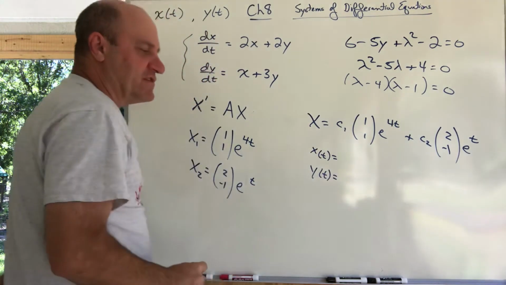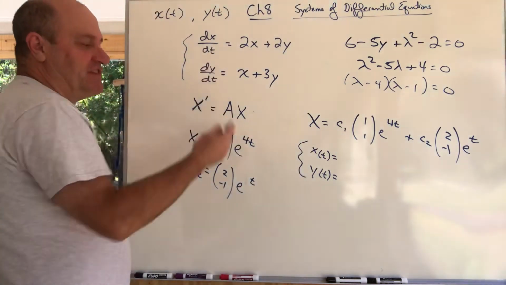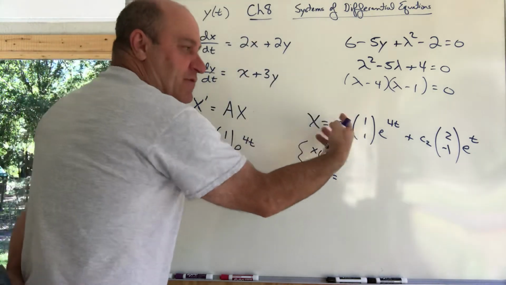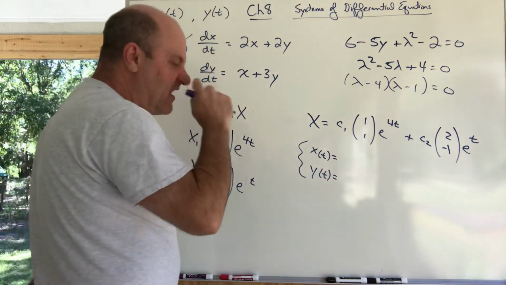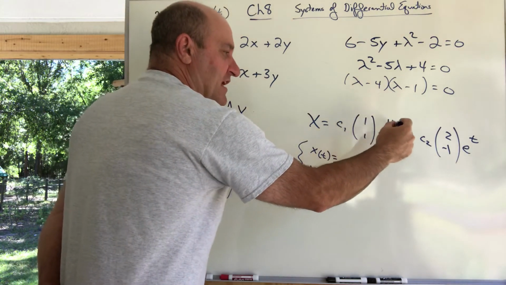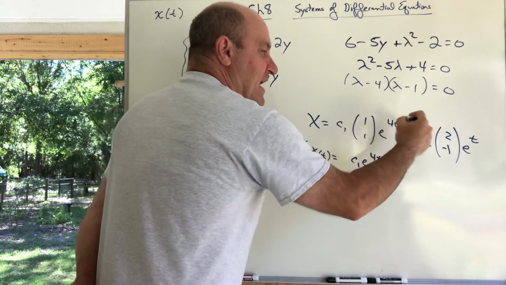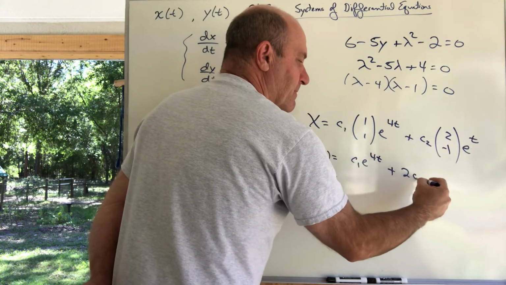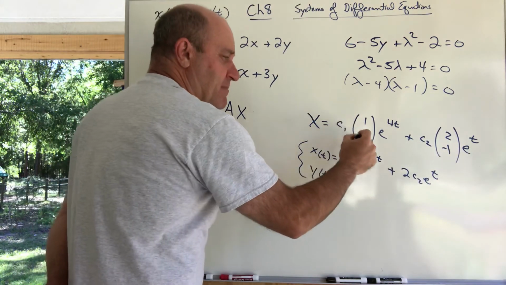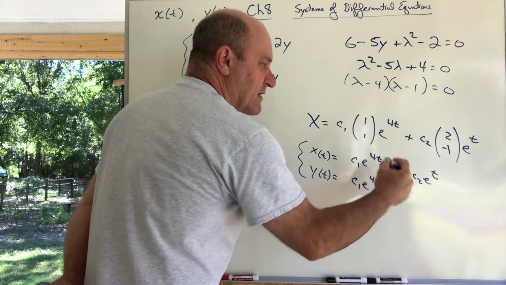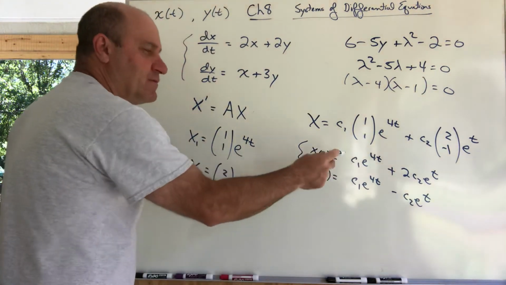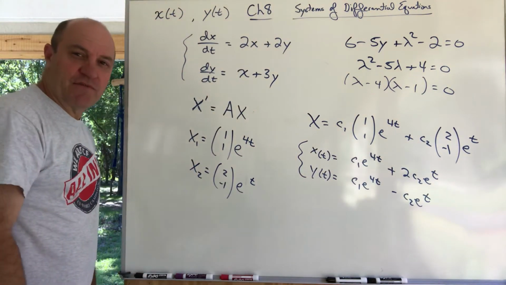If I take it out of matrix form, we transferred this into matrix language. We got the answer in matrix language, but if I go back, if I read the top row of this, I have c1 times 1 e to the 4t and 2c2 e to the t. That's the top row. That's x as a function of t. Y as a function of t is the bottom row, c1 e to the 4t minus c2 e to the t. And that's the 2 functions that satisfy this system of differential equations.